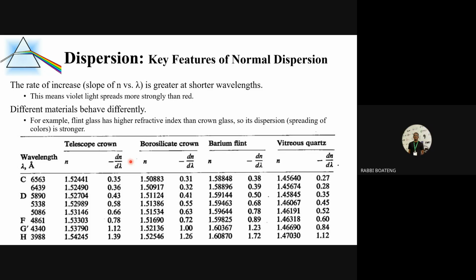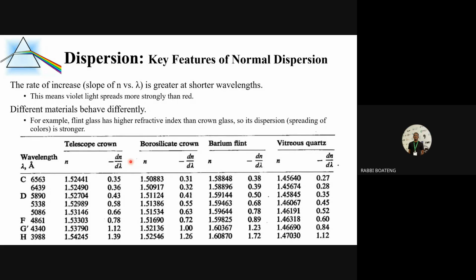Can you help me, Sir Francis? Yeah, so the material C, we are looking at the wavelength and the refractive index. Let me begin with the first one, which is the refractive index. We have 1.52441, and the wavelength is 6563. Now, as the same material, the refractive index increases to 1.5249, and now the wavelength comes down to 6439, the same material. Perfect.